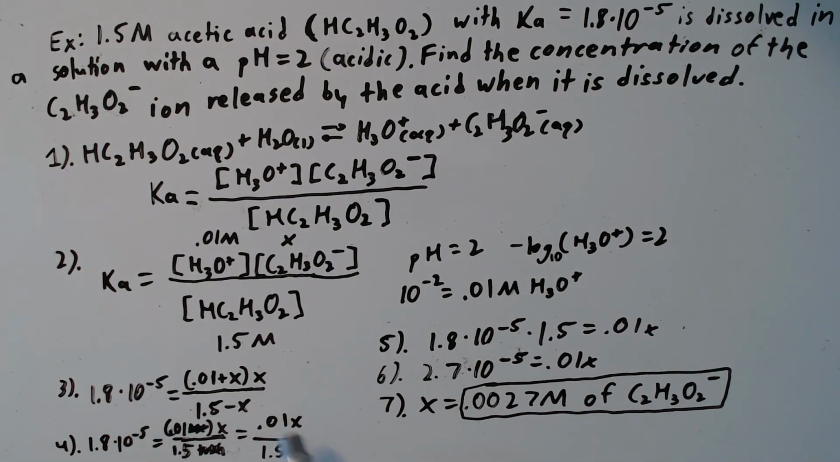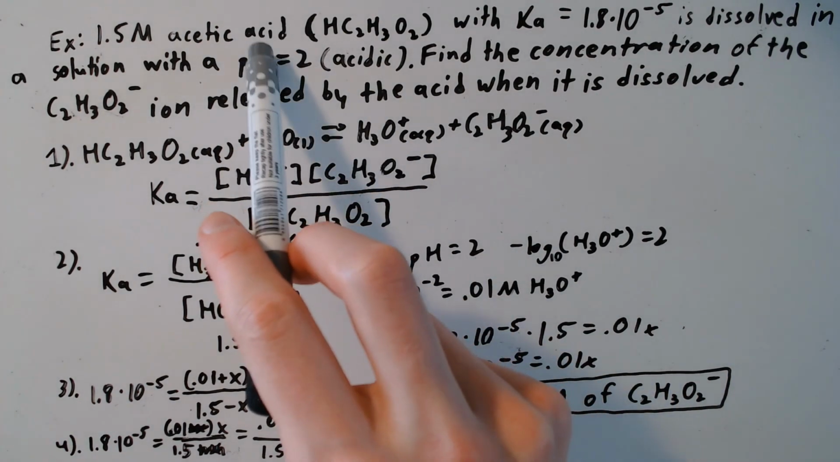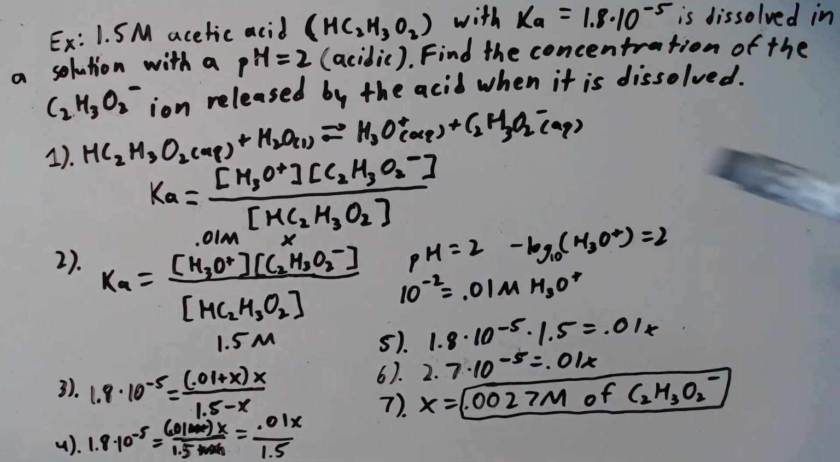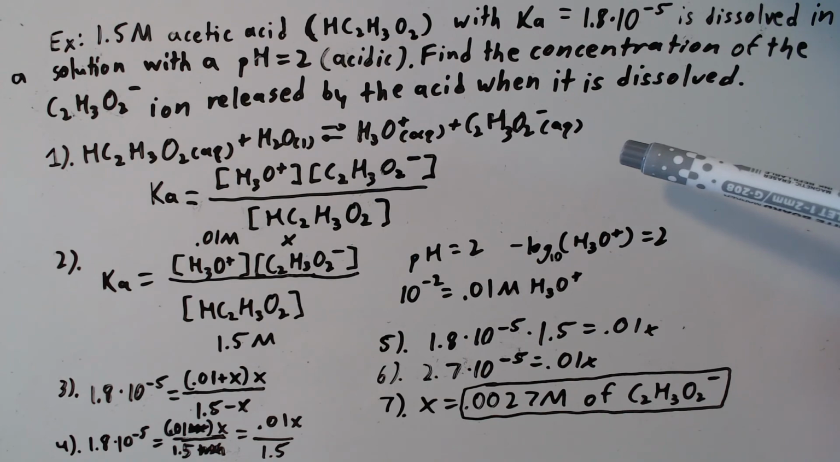And this X, remember, was the concentration of C2H3O2- that was produced by the acid. So our answer is 0.0027 molar of C2H3O2- that was produced by the acid when it was dissolved in a solution with a pH of 2. So that is how you solve a common ion problem for an acid.